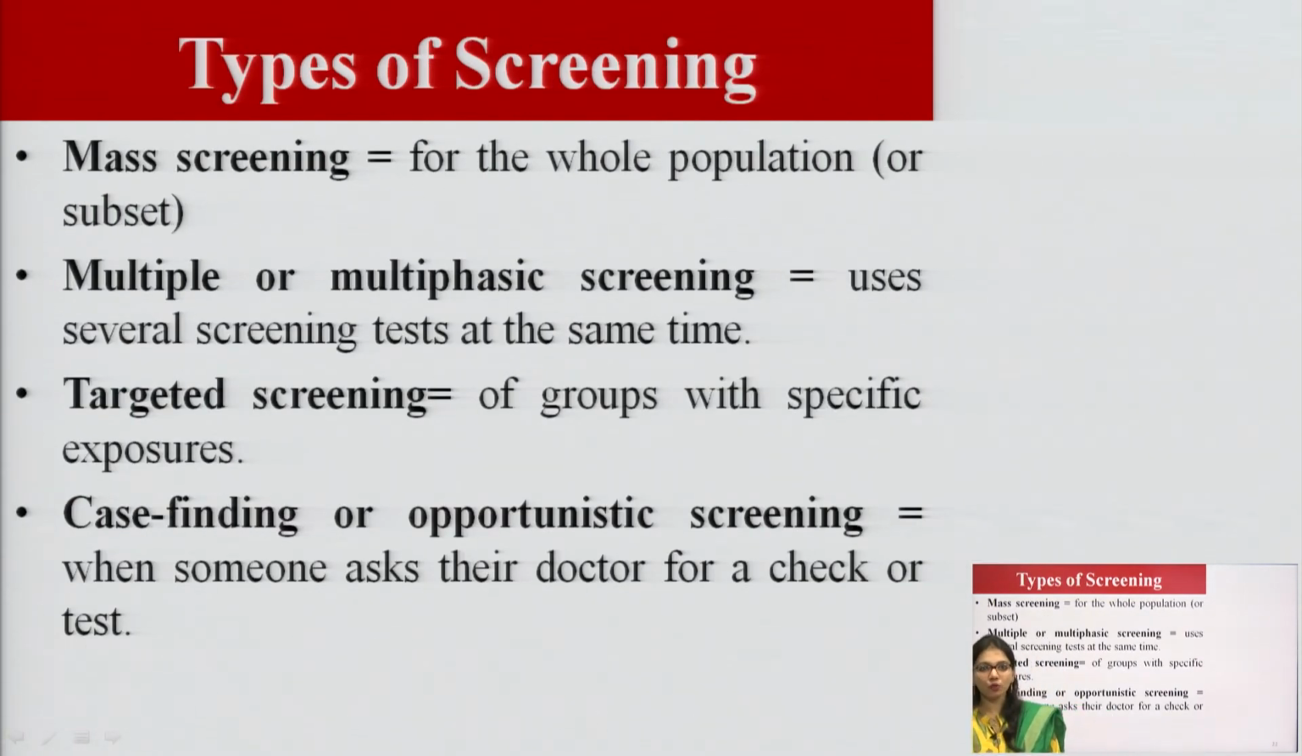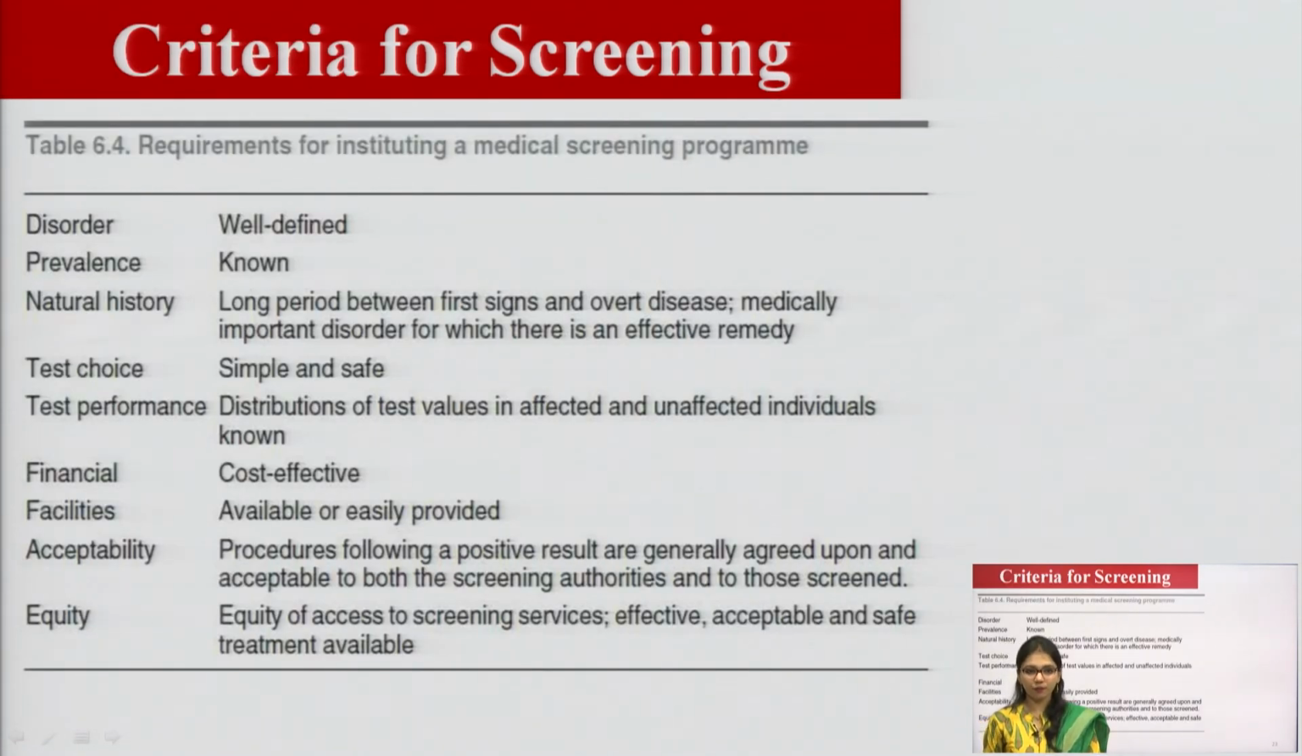These are the types of screening: mass screening for the whole population; multiple screening, which uses several screening tests at the same time; targeted screening, a group of people with specific exposure; and case finding, where doctors give a test, meaning you have to do the test. These are some criteria for the screening.